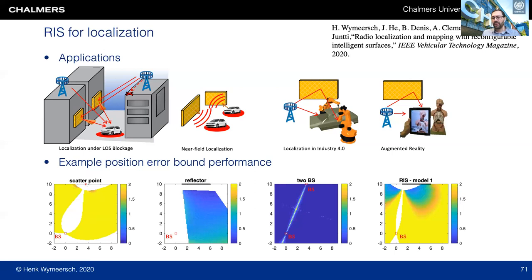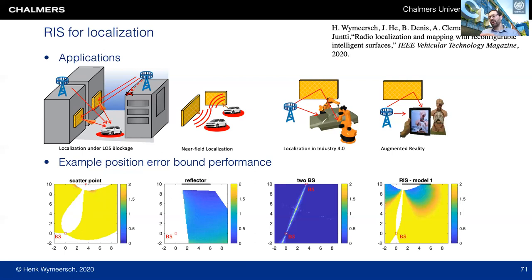And this is what this figure shows. In meters, we show the position error bound in this deployment region. And what you see is that in most of the places, you can be localized with about 2 meter uncertainty, except when you're very far away from the scatter point, because the signal strength is very weak. And also on the line between the base station and the scatter point, you cannot be localized because you get information twice in the same direction. So the scatter point gives kind of uniform coverage, but very poor quality.